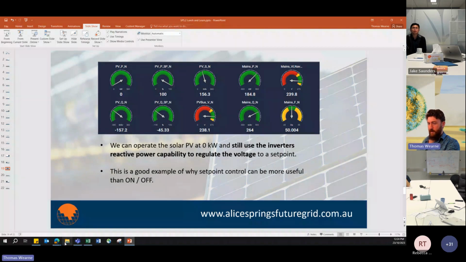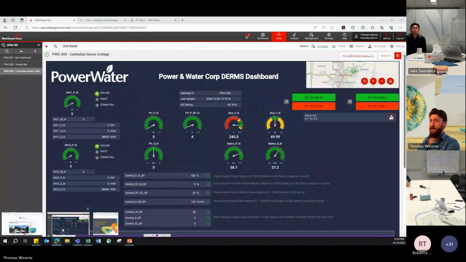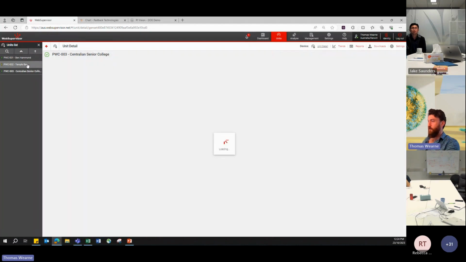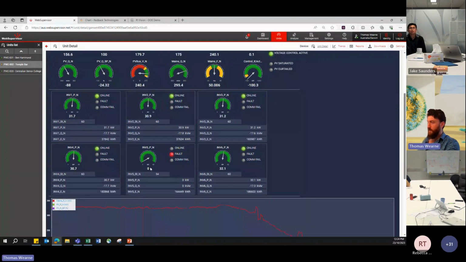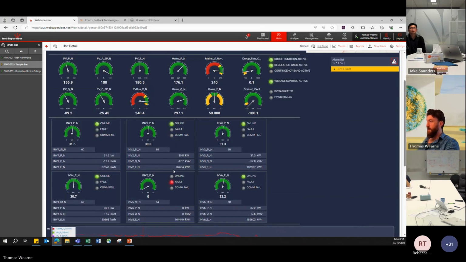So a little peek at the Temple Bar controller, which is a bit more complex. It's 6 times the size of the Centralian one. There's 6 inverters at the bottom, one of which has a problem that somebody can go and investigate. And again, this is the power of having that monitoring and being able to see huge amounts of data on each of the individual inverters and how they're performing. Water Services does know about inverter 5, and so does the solar installer.